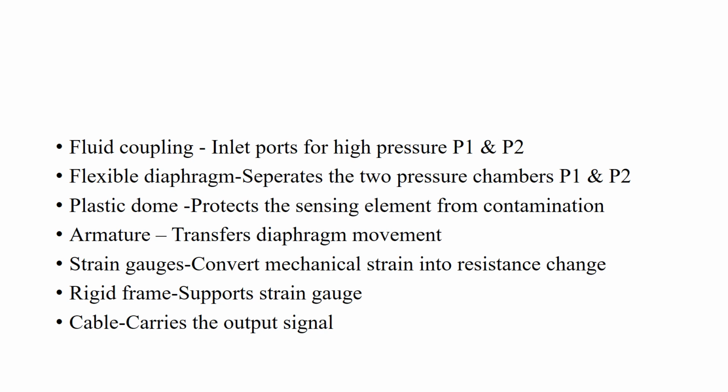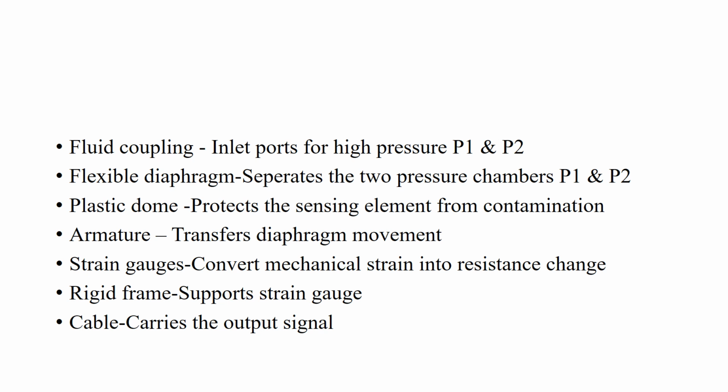Then the fifth one is strain gauge. What is the purpose of strain gauge here? It converts mechanical strain into resistance change. Strain gauge is a sensing element that measures the strain. Strain indicates stretching or compression. Here, the strain gauge converts the mechanical strain into resistance change, which means when pressure is applied, the gauge stretches or compresses. Due to this, the value of resistance is changed. Therefore, the changing resistance is proportional to the amount of strain.